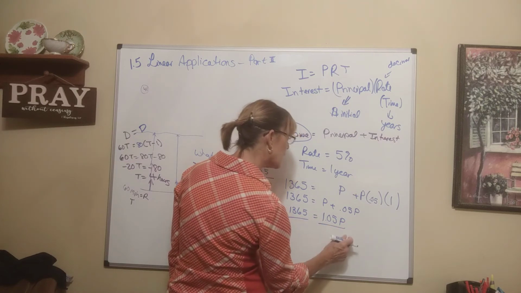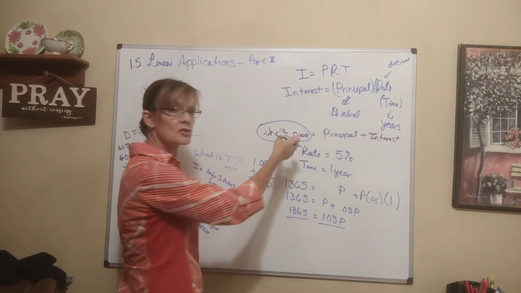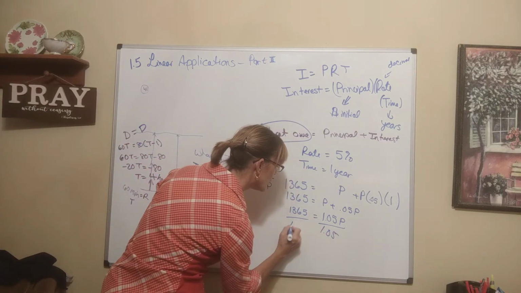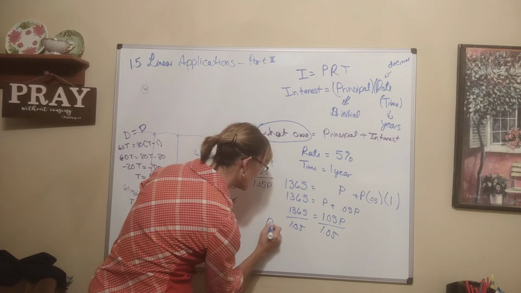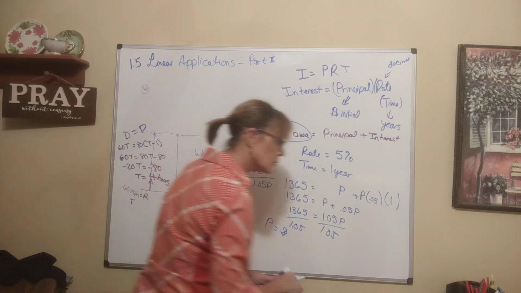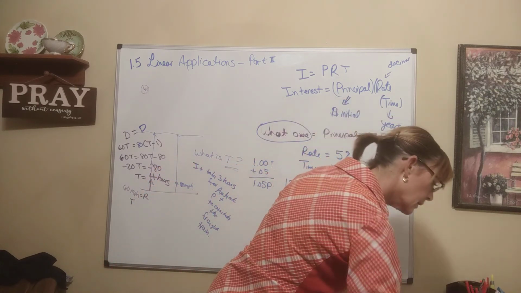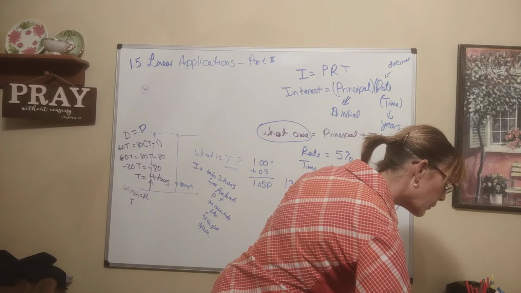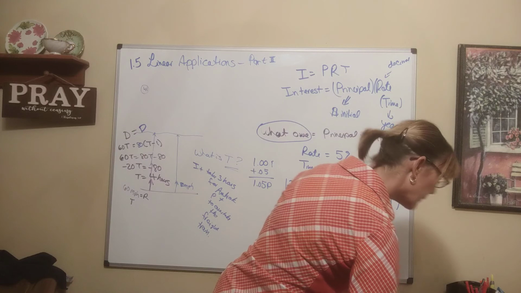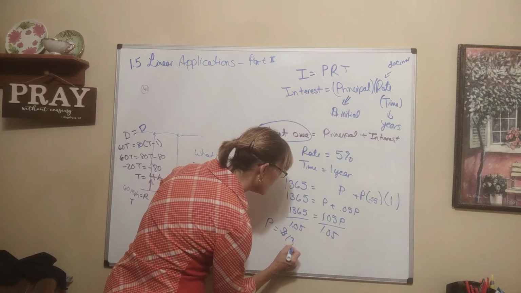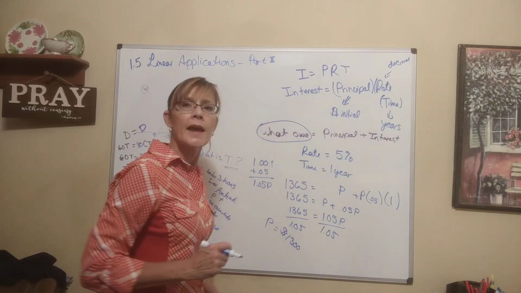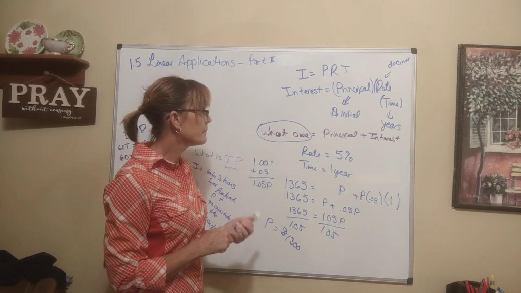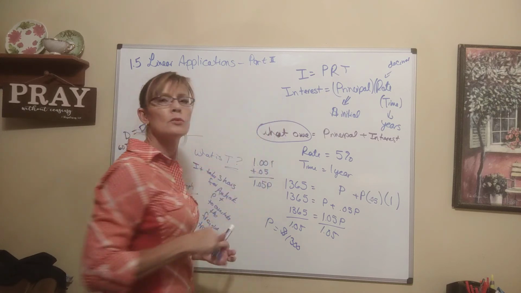To solve for P, which stands for principal, which stands for the initial amount, which is what I'm solving for, I divide both sides by 1.05, and I get that the principal is equal to 1365 divided by 1.05, $1,300. How much did she borrow from her dad initially? $1,300. And so those are a couple of formulas that you will need to know.